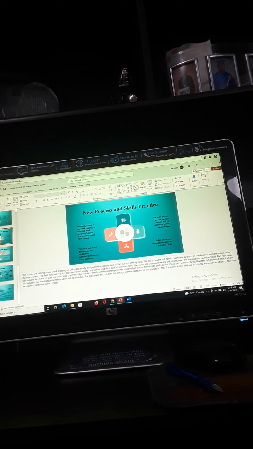The next step will require the nurse to scan the wristband code with the scanner, which will display the patient's information on the handheld EMR device. Once the nurse confirms the right patient, medication, and dosage, the medication administration will be initiated. The nurse will then update the dosage administration into the patient's EMR. The nurse leader will use a dummy when demonstrating the new medication administration process.